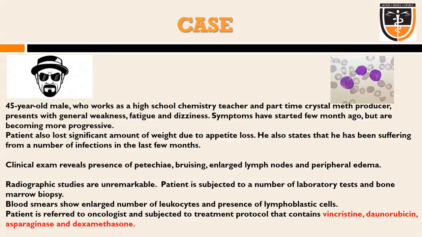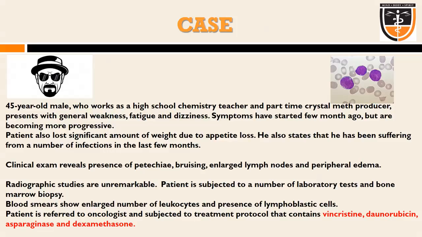So clinical exam will reveal presence of bleeding around the skin, petechiae, bruising, large lymph nodes and peripheral edema. There are large lymph nodes. He's swollen. Radiographic studies are unremarkable, and then you put this patient under laboratory analysis. You will ask this patient to do a bone marrow biopsy, poke the bone marrow and look inside to see what's happening with his red blood, with his blood cells.